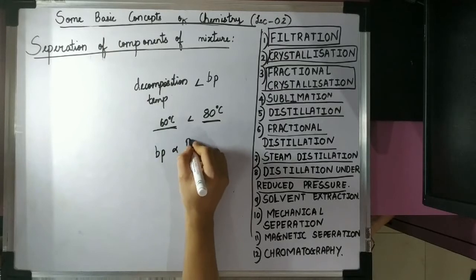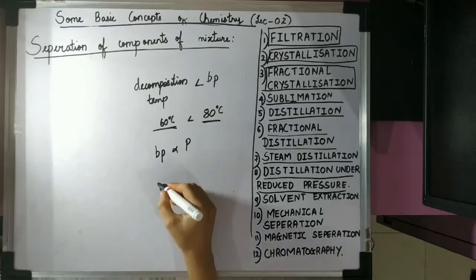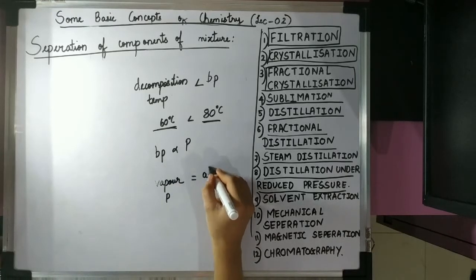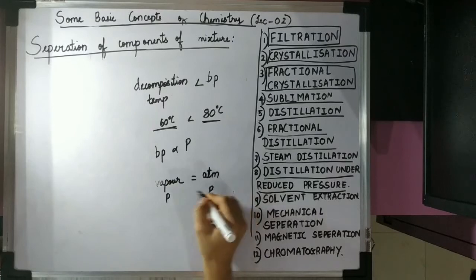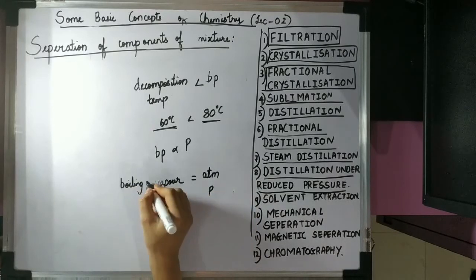How? What is the definition of boiling point? Boiling point is the temperature at which the vapor pressure of the liquid becomes equal to the atmospheric pressure. The vapor pressure should be equal to atmospheric pressure, and then the boiling occurs. If this condition is satisfied, then boiling occurs.